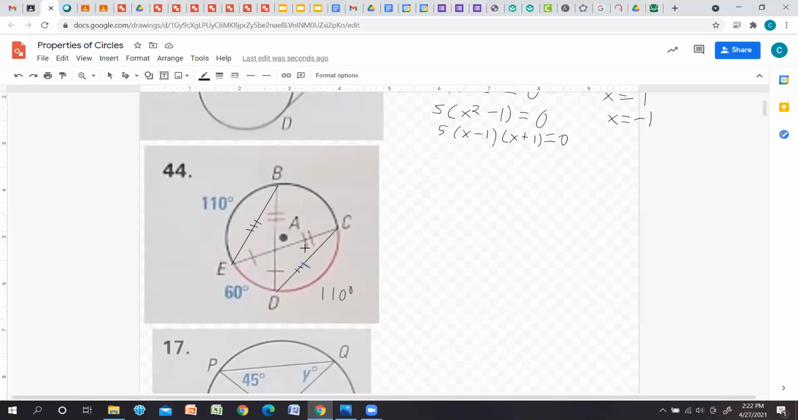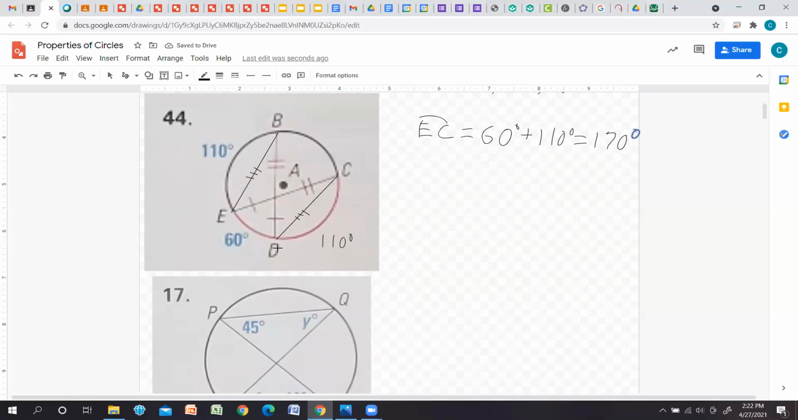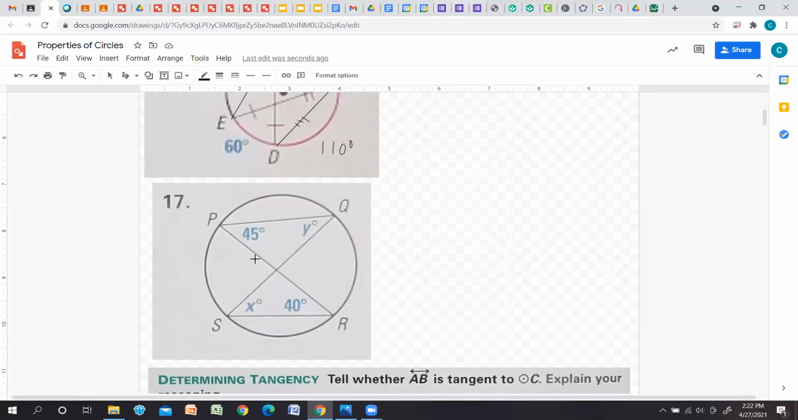So then the length of arc EC is simply the sum of these two. So 60 degrees plus 110 degrees. So that's 170 degrees. So that's applying arcs and chords. And then here we have inscribed angles. So remember, one property is the inscribed angle is half of the intercepted arc.